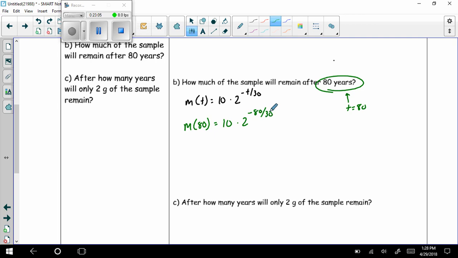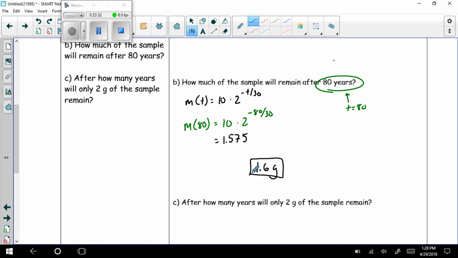And as we're just plugging this in, make sure that the number is making sense. And you're going to know if it doesn't make sense, hopefully. So 10 times 2 to the negative 80 over 30, or negative 8/3, should be about 1.57. And if we're rounding to the nearest tenth, that equals 1.575, or about 1.6 grams.